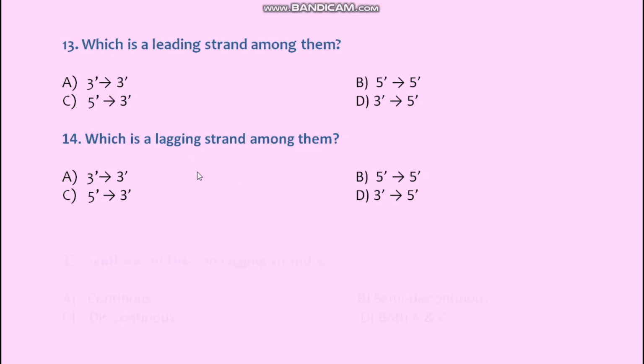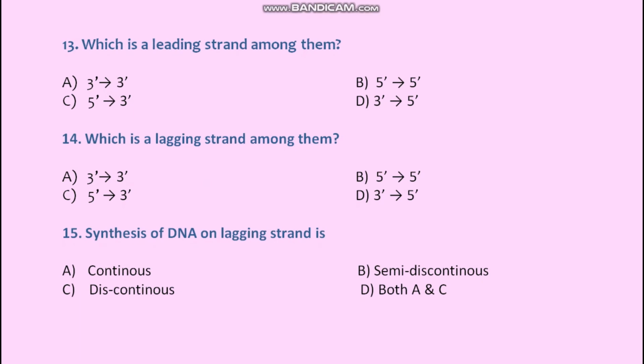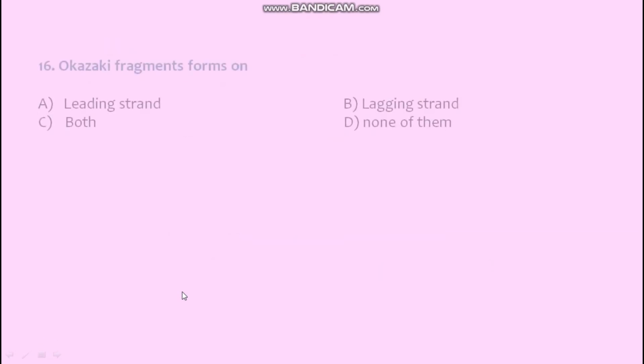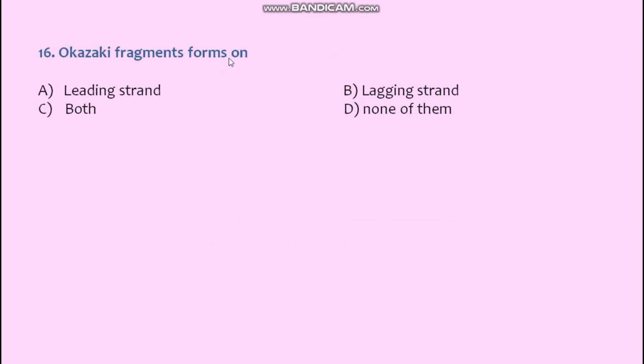Next question. Synthesis of DNA on lagging strand is, as I told you, discontinuous. So our correct option is option number C. Okazaki fragments form on leading strand, lagging strand, both, none of them. So Okazaki fragments form on the lagging strand. So our correct option is option number B.